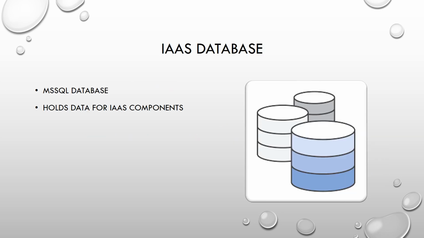The final vRA component is the IaaS database. Just like vPostgreSQL holds data for virtual appliance components, the IaaS database holds data for the IaaS components. It is a Microsoft SQL database. That is all you need to know about it.